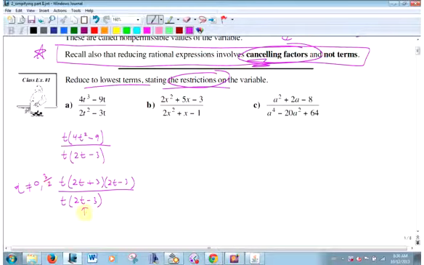Some of us are getting good at seeing that, and some of us aren't. If you're not, then you do this. That can't be 0. If it is, I'm dividing by 0, and that's a no-no. If you don't know how to do that, you've got to solve it. 2t cannot be 3. Divide by 2. t cannot be 1.5. If it is, then this is a no-no.